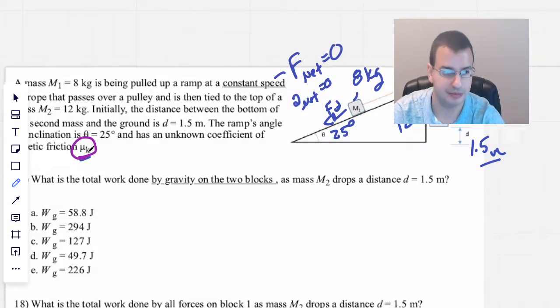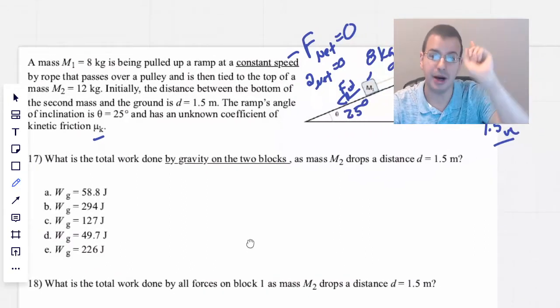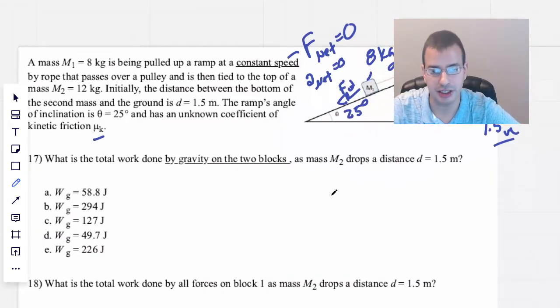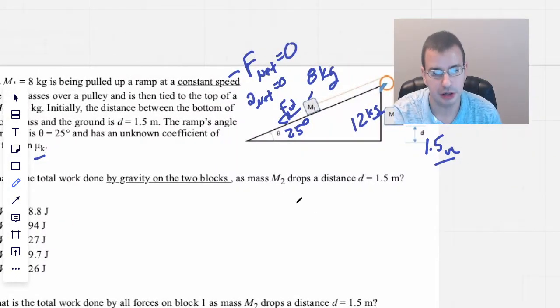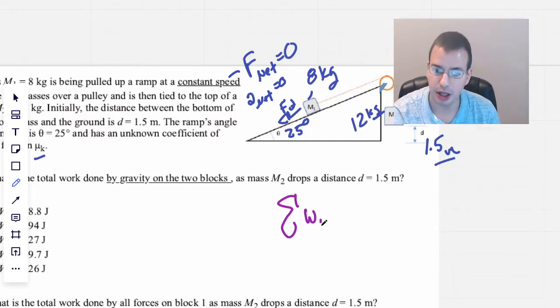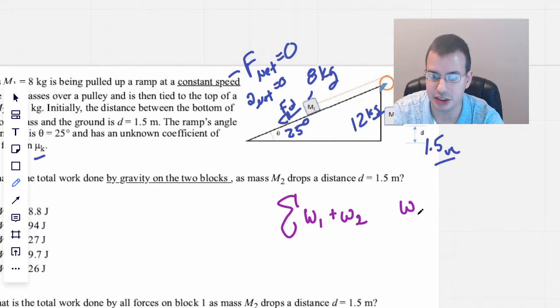Okay, so what is the total work done by gravity on the two blocks as mass 2 drops the distance of 1.5 meters? We're going to do a summation: work on block 1 plus work on block 2. I'm going to start with block 2 because that's probably the easiest.